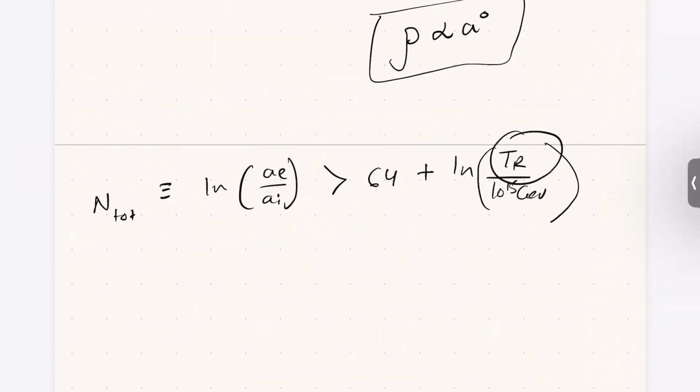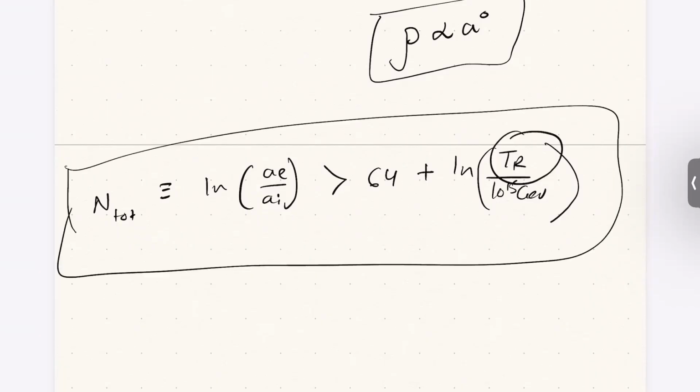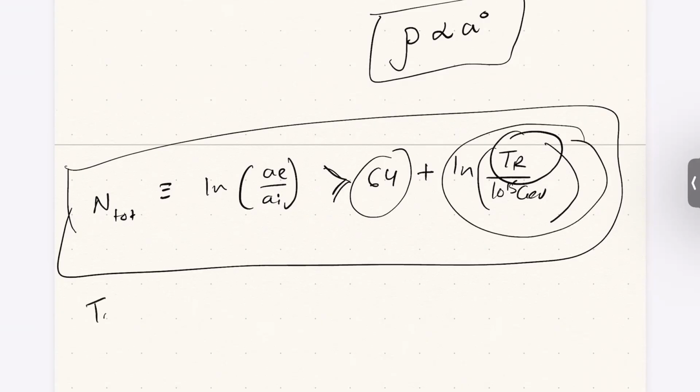Now, what is this? Okay. Here I can understand a few things from this expression of the number of e-folds. One is that it must be greater than 64. Okay. And this is a logarithmic scale. Remember that. And I have a logarithmic term of T_R. Now this T_R is called the reheating temperature.